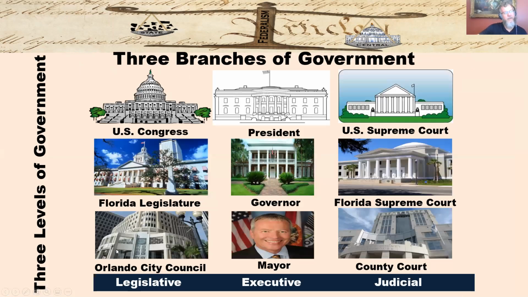All right, we can see the different levels of government in the different branches. The first column is all the legislative, second column is all executive, third column is all judicial. All right, president, governor, mayor, executive, Congress, Florida legislature, city council, U.S. Supreme Court, Florida Supreme Court, county courts. All right, we have them all. They're just called different things at the different levels.